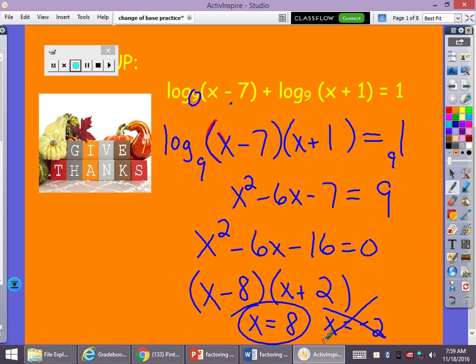The reason why I did this is many of you did this yesterday and then just dropped the log 9 and you had 1 over here. You can't just drop the log 9. You have to take it to a base of 9 on both sides. Only a handful missed that, but I wanted to go over it. Yes, yesterday you got it, because yesterday I wasn't checking to see which solutions work. Are we good?